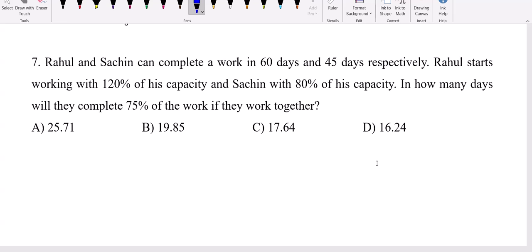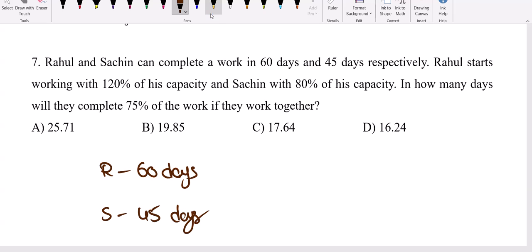But if you know the time and work concept, you can solve this question actually. Sir, I know only the formula, I know only the questions in the textbook. If you know the time and work concept, if you attended the regular classes or watched the time and work video, I am sure you can solve this question. There is nothing new actually. The way of asking the question will be slightly different, but you can do it. Now here, very simple: Rahul, 60 days, Sachin, 45 days.